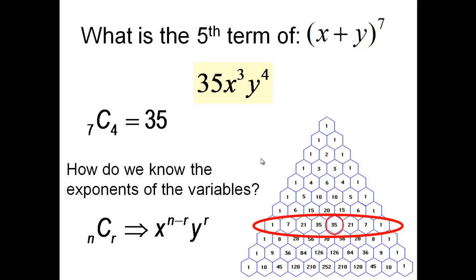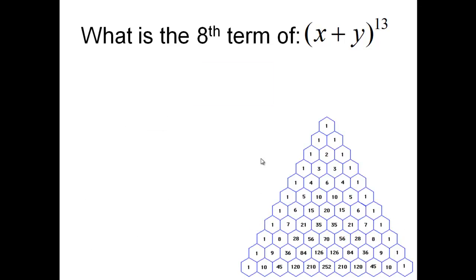Let's try one more. Let's say we want to find the 8th term of the quantity x plus y to the 13th. Again, I've given you one that you can't look at Pascal's triangle. We need to think about the pattern. Well, how do we find the leading coefficient of the 8th term? Well, we know it's going to be in the 13th row. So to find that value, we're going to do 13 choose 7.